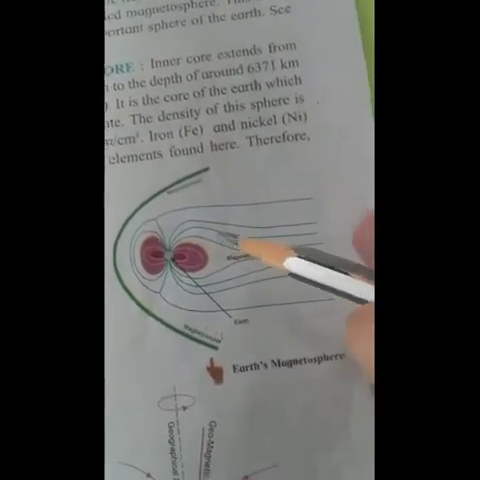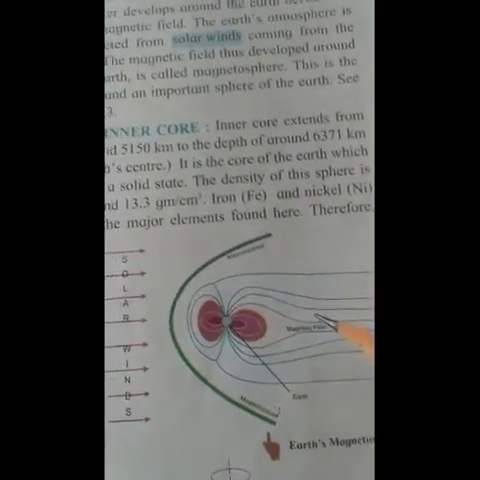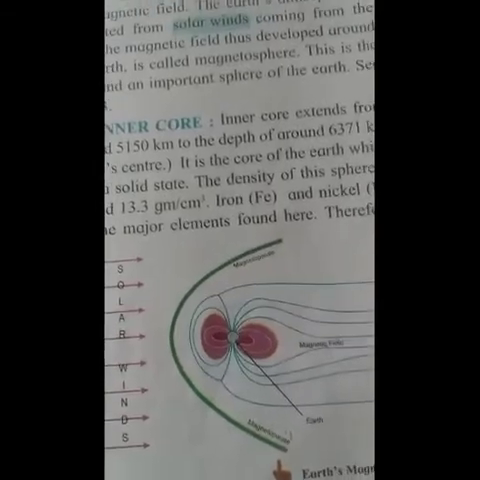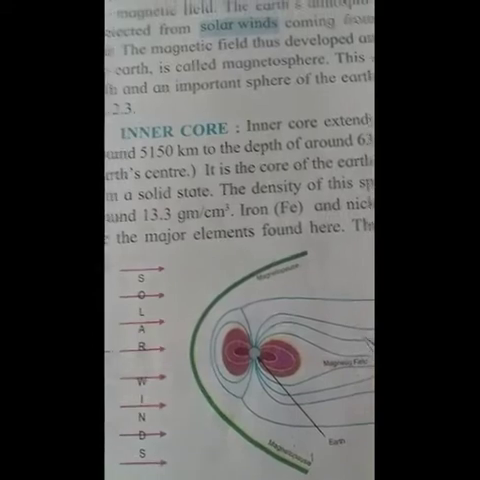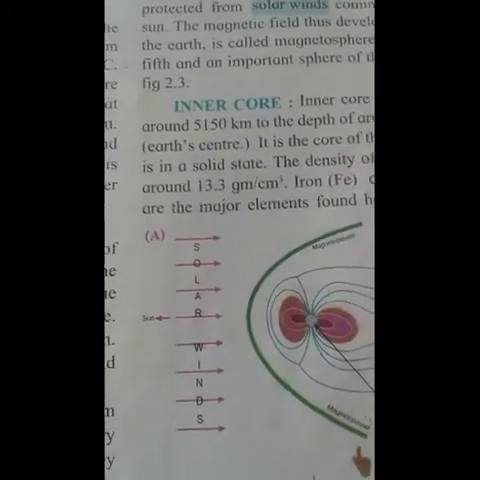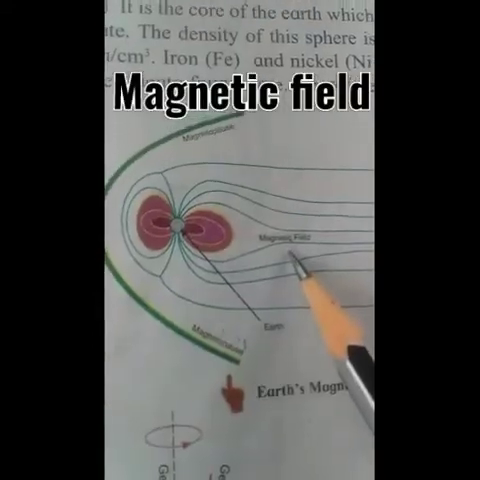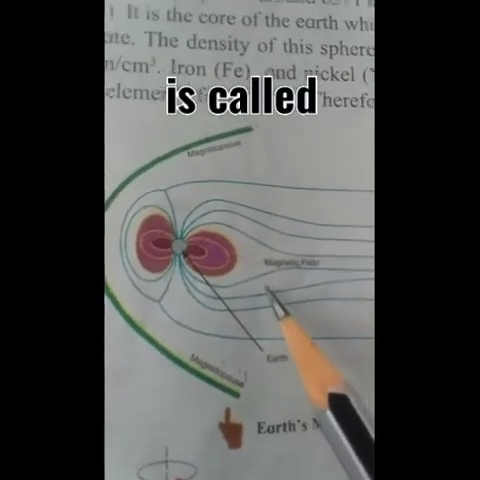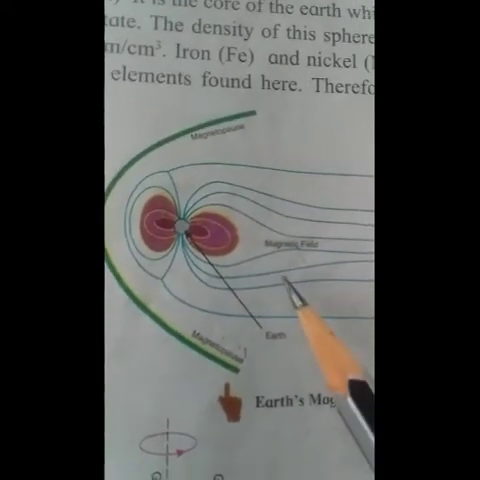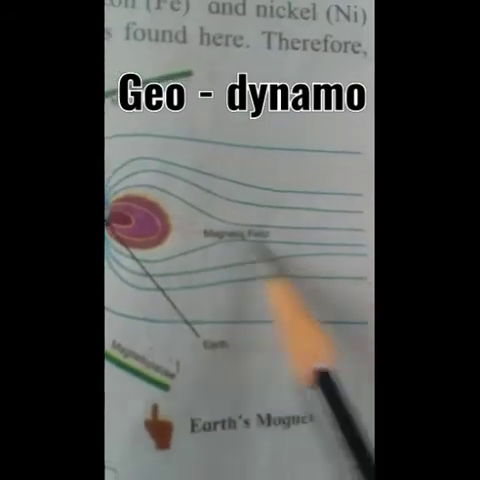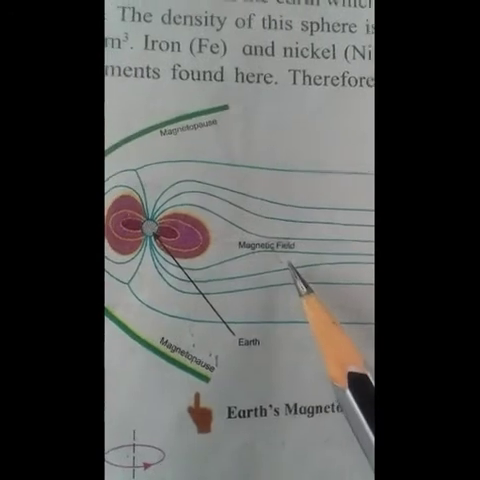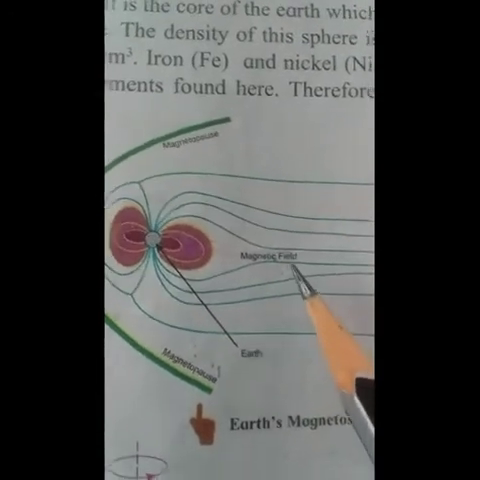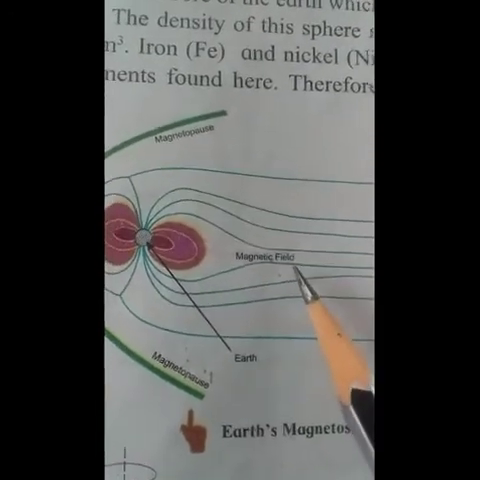Electric currents develop in these spiral eddies of liquid iron, look at these spiral eddies, and thus a magnetic field is generated. It is sometimes called the geodynamo. What is a geodynamo? Earth's geodynamo is Earth's magnetic field. The mechanism by which the Earth's magnetic field is generated is called geodynamo.